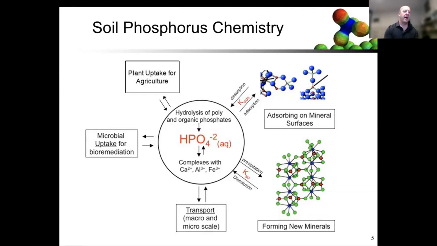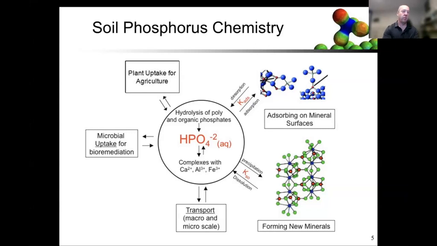You could look at phosphorus that adsorbs reversibly on the surface of mineral and organic fractions of the soil, and then also, if the solubility or the phosphorus concentration gets high enough, then you start to form new minerals, calcium phosphates, aluminum phosphates, iron phosphates, that are going to be much less capable at replenishing that solution phosphorus.